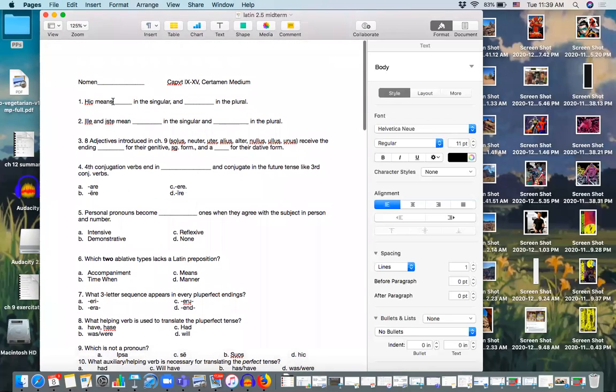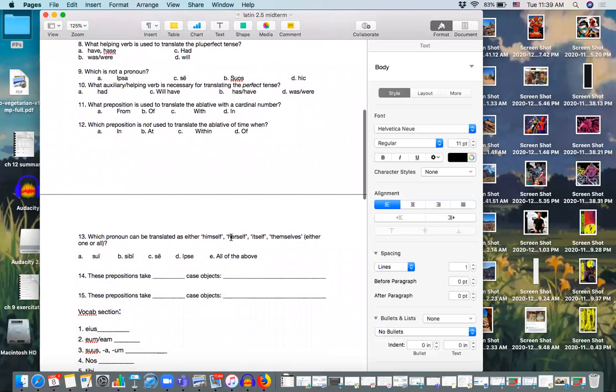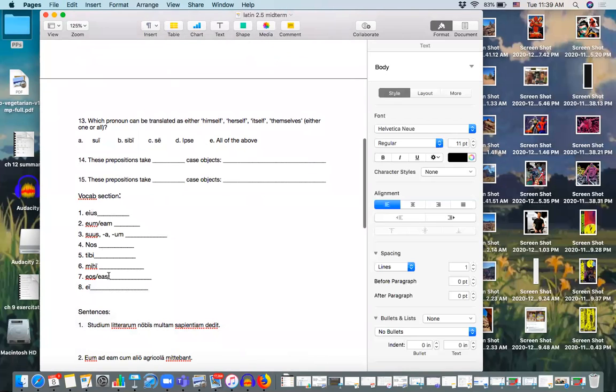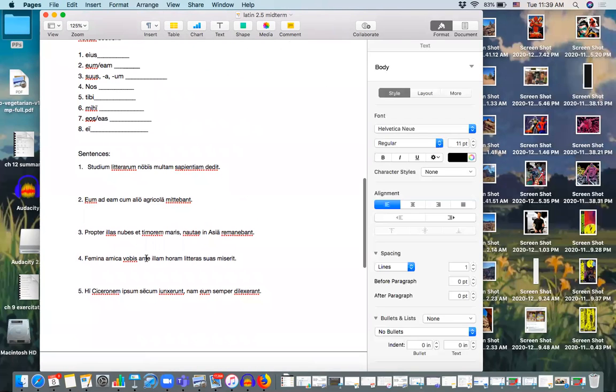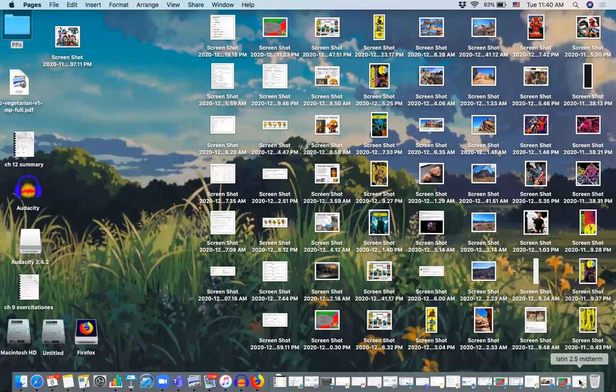The fill in the blanks are 1, 2, 3, and 14 and 15. Those you're just going to have to remember. There's going to be no word bank for them. Then there's an 8-word vocab section, a little tiny vocab section. And then we have 5 sentences. I'm going to pick 3 of them and have fill in the blank questions for 2 of them. And now let's go over all of this. So it's basically the entire study guide, except it's less sentences.